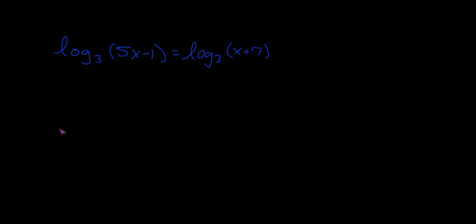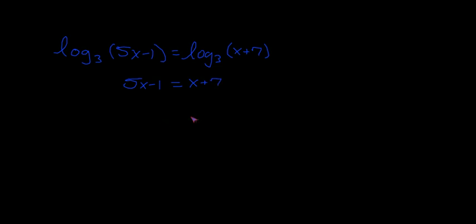Alright, so let's take a look at this one. This one we can go right to our properties again for one-to-one because it's a log base 3 and a log base 3, which tells me that this and this in the parentheses have to equal each other. So we'll drop those down to the next line. 5x minus 1 equals x plus 7. And this looks like some basic stuff that we've done for quite a while.